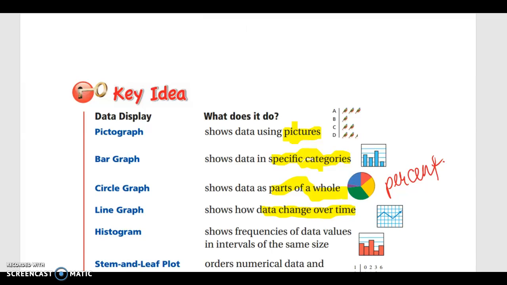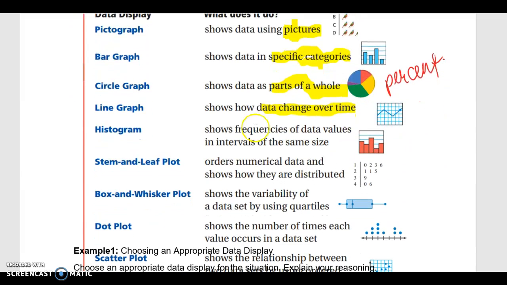A histogram is a graph that shows frequencies of data values, and the key here is that we're using intervals of the same size. For example, if I'm measuring height of students and I want to know how many students are between 50 and 54 inches tall, how many students are between 55 and 59 inches tall, how many students are between 60 and 64 inches tall. So intervals have to be exactly the same size. And notice in this graph that it does use bars, but in a histogram, the bars touch, unlike in a bar graph. So that's an important distinction to make there as well.